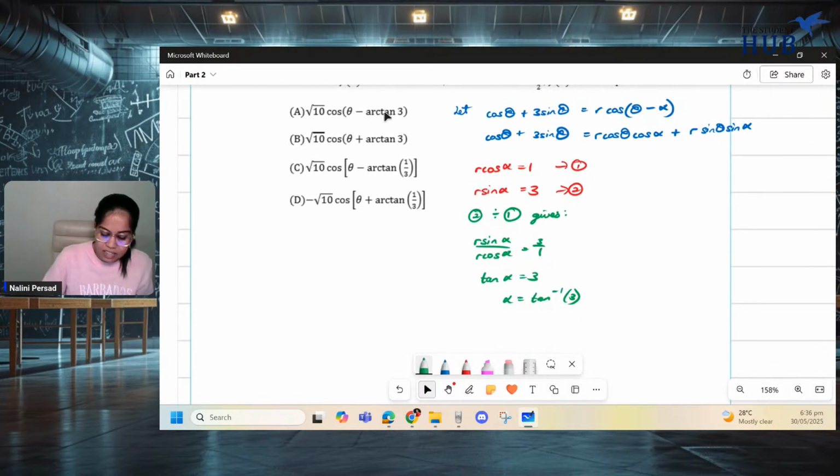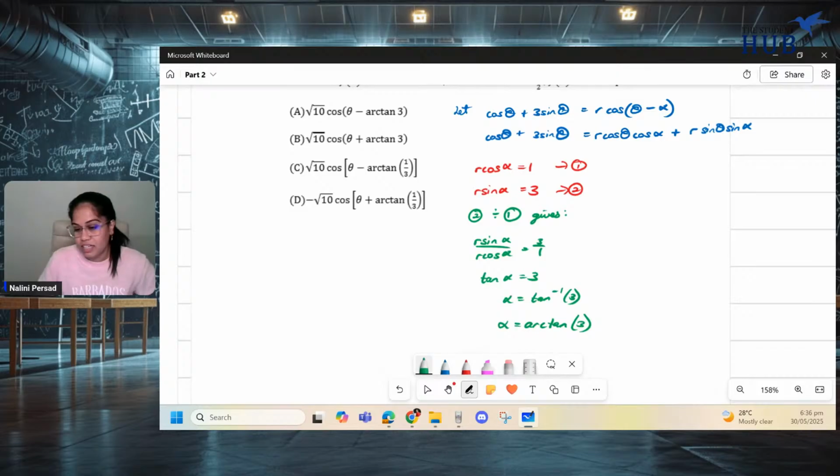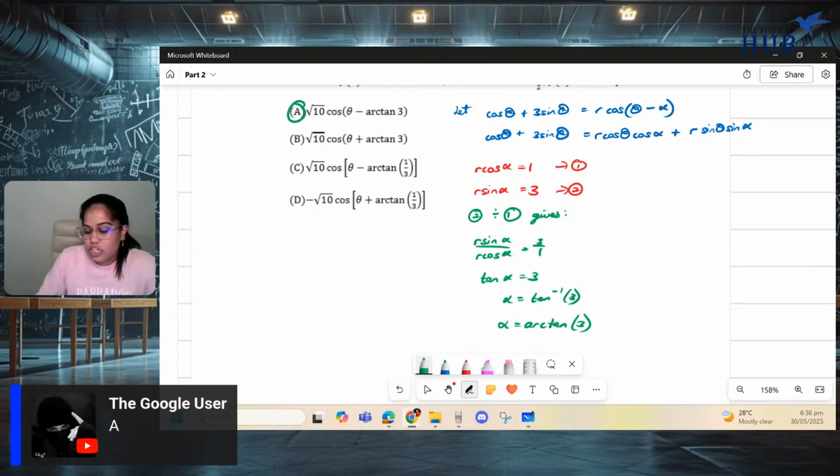They used to say arctan. Personally, I find that's too much to write. So we write tan inverse. Right? So alpha is arctan of 3. So for it being a minus and an arctan, our answer is option A. Very nice.